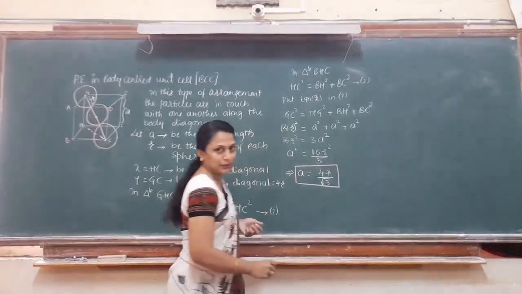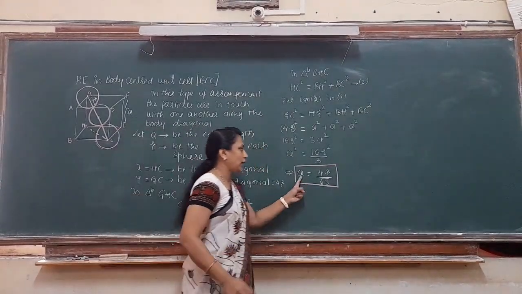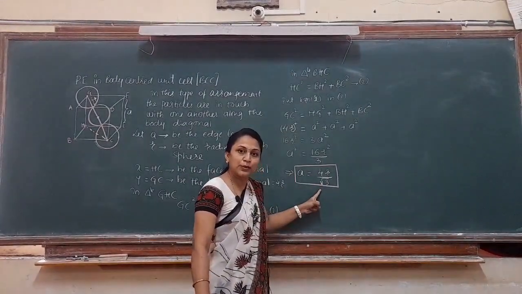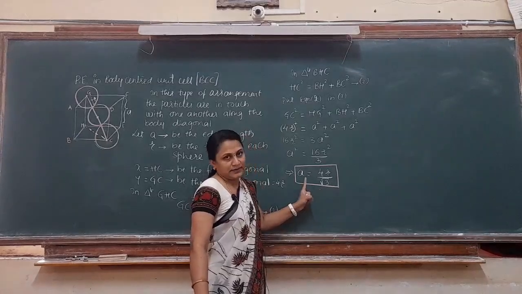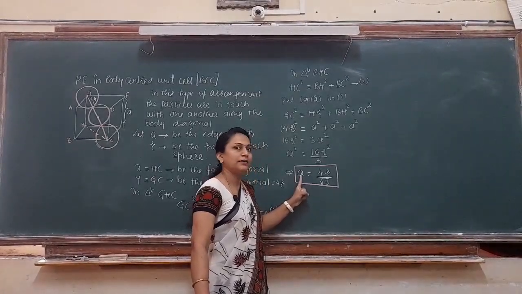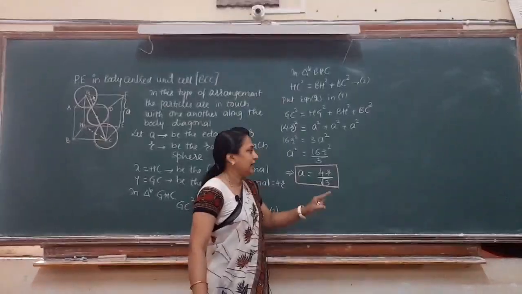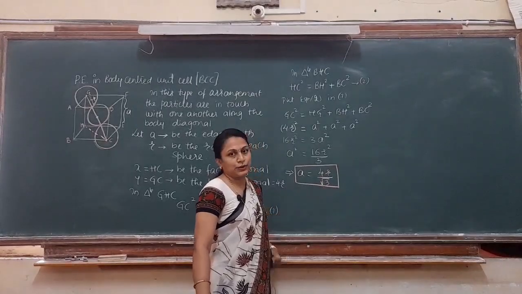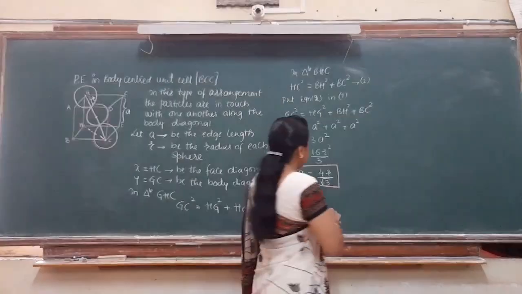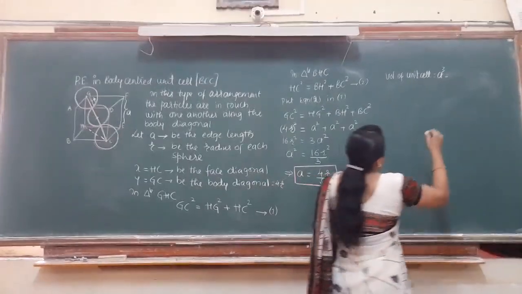In the previous case, that is in FCC, we got A is equal to 4R by root 2, because in numerical problems we need this equation. In case of BCC, edge length A is 4r by root 3. In FCC, it is 4r by root 2. Now, volume of unit cell. What is A here? 4r by root 3.